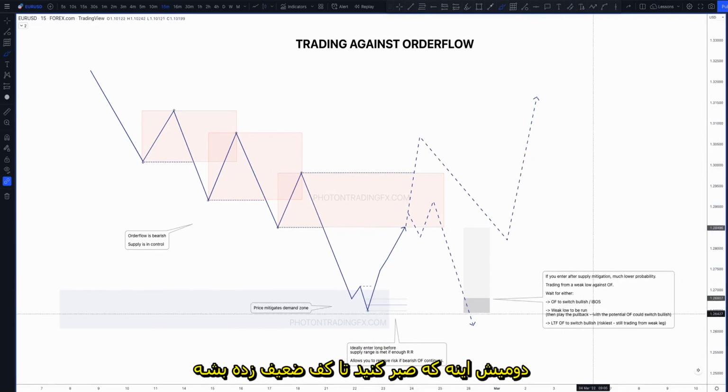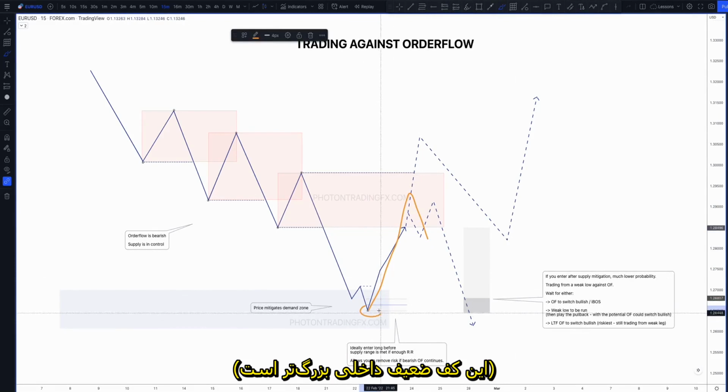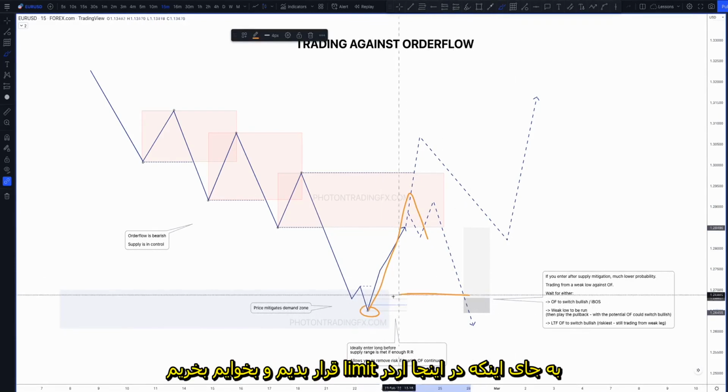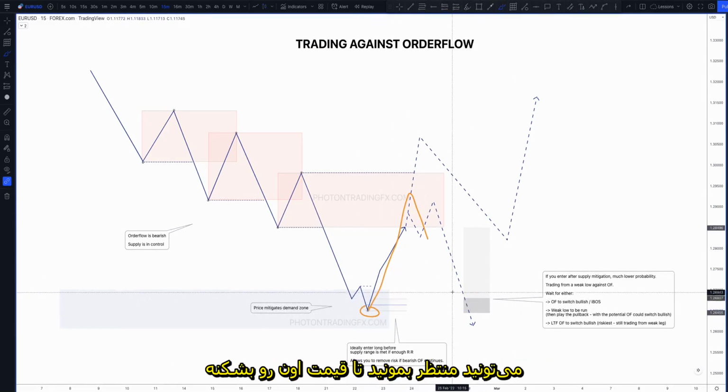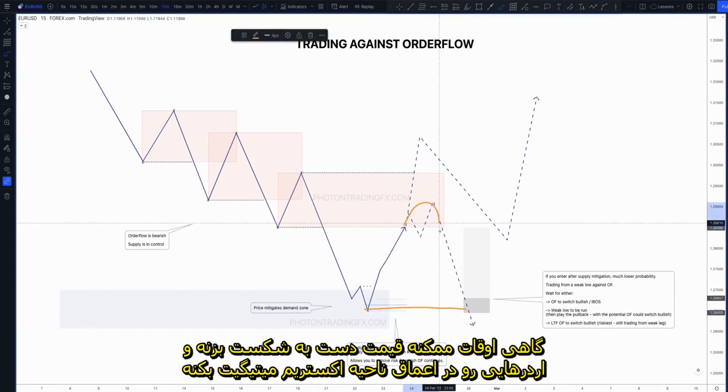Cool. The second one is you wait for the weak low to be run. So what do I mean by that? Well, as we come up here and we start coming down, right, this is that weak larger internal low. So instead of just trying to set a limit on here and buy from it, what you can wait for is you can wait for price to actually break it. Because sometimes what you'll see is price will break it.